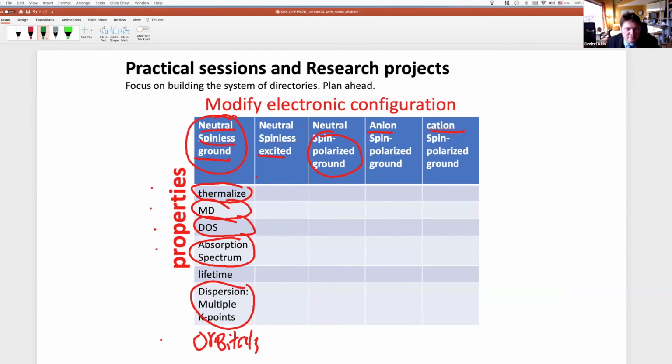And here again is a very generalized table. I'm not inviting everyone to do the same. It's only a food for thought. So suppose you have one model. Suppose you have it in neutral, spinless ground state. And then you can thermalize, do molecular dynamics, density of states, absorption spectrum, do dispersion with K points, plot orbitals, like all characterization that you learned in the course.